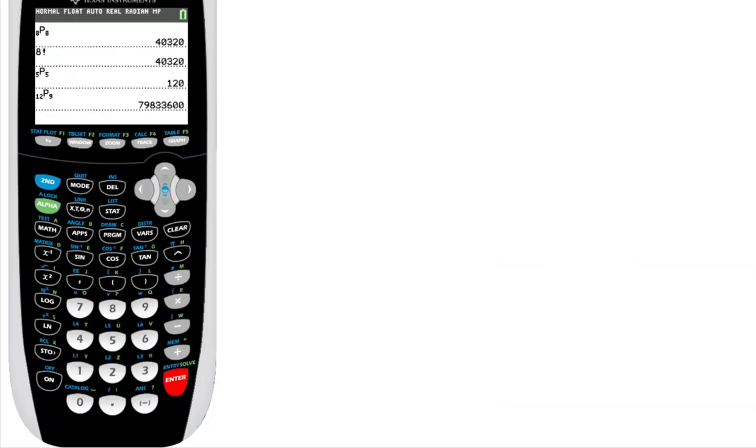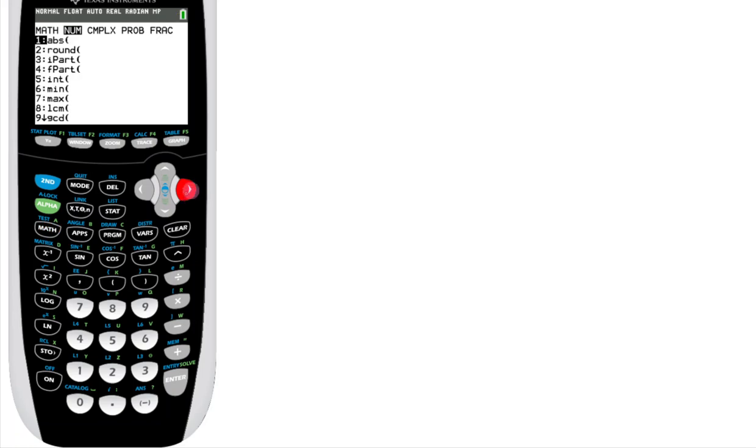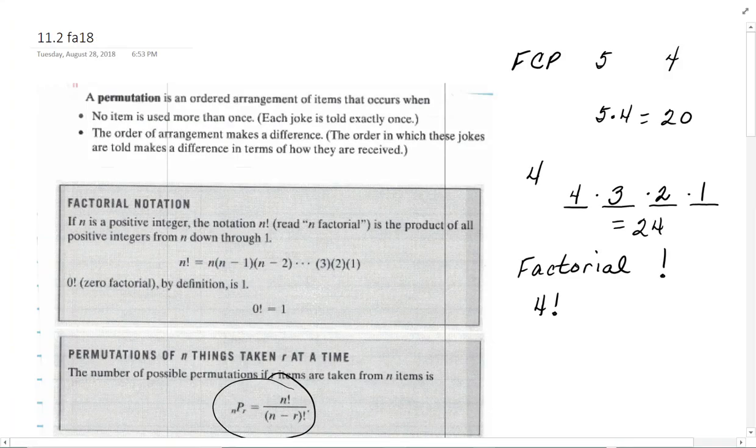Your calculator, I'm going to clear off my screen, has that exclamation point. If I put in 4 and I do math and I go right till it's on probability and I choose number 4, which was the exclamation point, hit enter, I get the 24. So 4 factorial is 24. 4 times 3 times 2 times 1 is 24. So this first box talks about factorial notation.